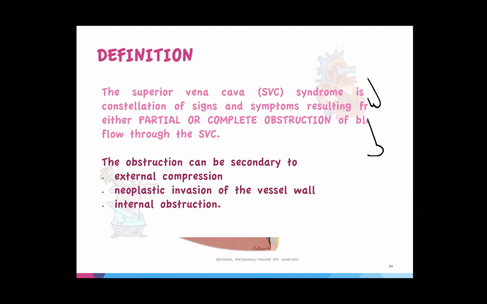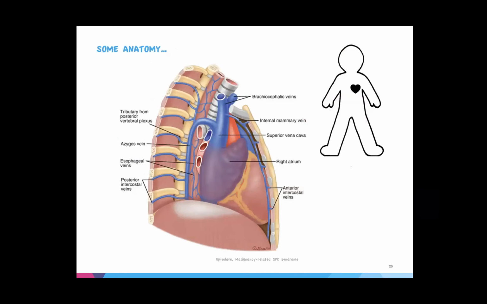And the problem is that the SVC is very thin walled. So it's a very thin walled, low pressure system, and it's easily compressible, and it's all around these structures like trachea, esophagus, aorta, so that can compress the SVC in many different ways.